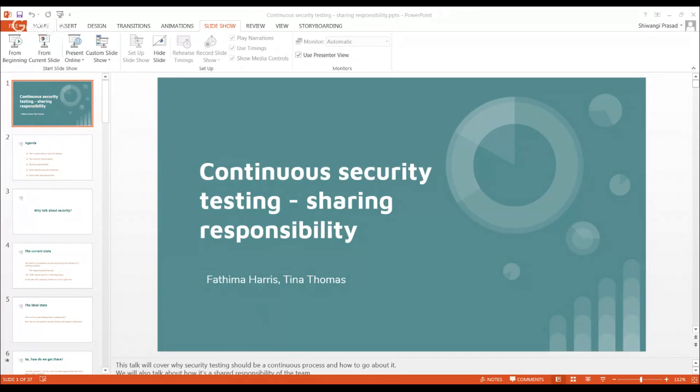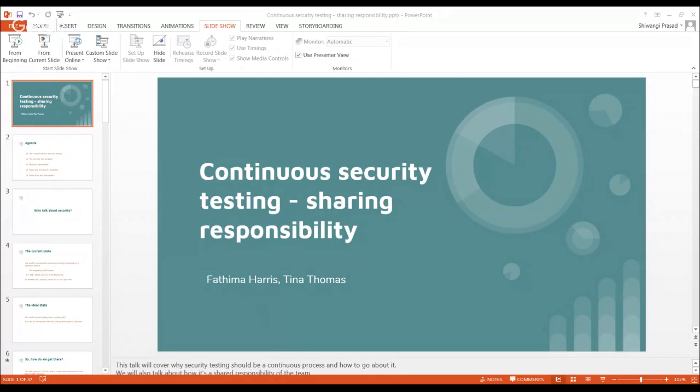We'll begin with taking a look at what is the current state of security testing. We'll see what a security test pyramid is. We'll talk about sharing responsibility. Then we'll take a look at some real life breaches that have happened. And we'll wind up with some tools and approaches that we can go about with.